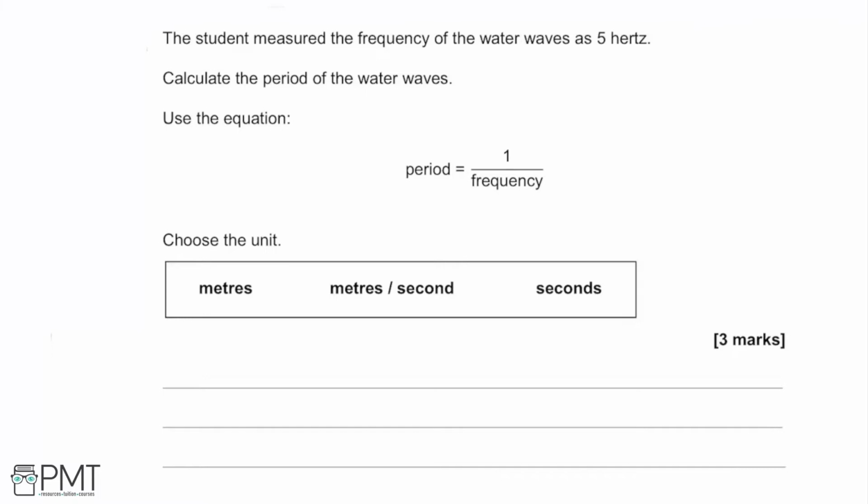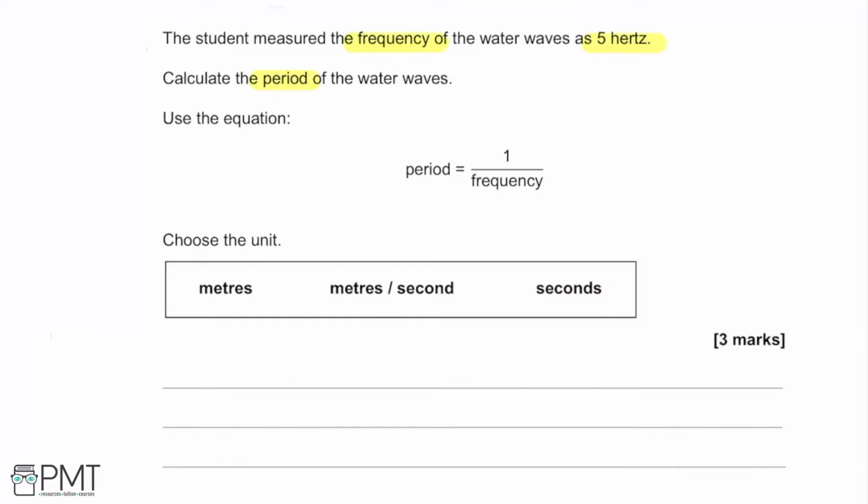So now in the final part of the question, we are told that the student measured the frequency of the water waves as 5 Hz. And then we're asked to calculate the period of the water waves. And then below this, we're given the equation period equals 1 over frequency. And then we're asked to choose the unit from those in the box. So we have the meters, we've got meters per second, and then we've got seconds.